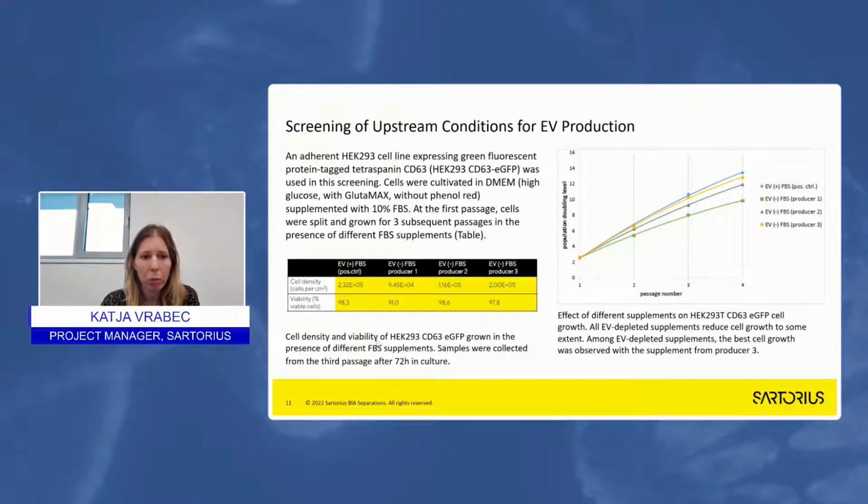So we can see the viability was high, above 90% in all cases. On the right, you can see the effect of different supplements on HEK293 cell growth. You can see all EV depleted supplements reduce cell growth to some extent. And among EV depleted supplements, the best cell growth was observed with the supplement from producer 3, which is colored yellow in this picture.